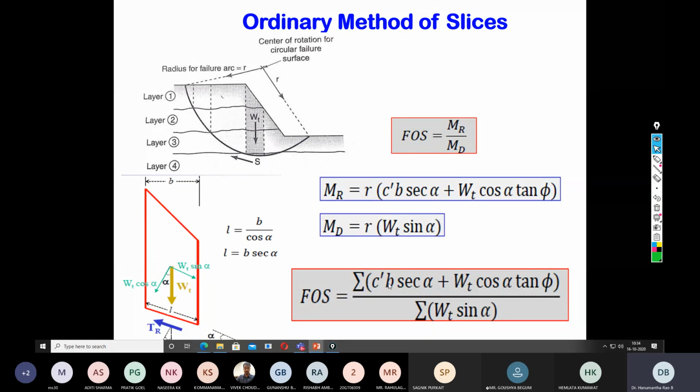So what we will get is C dash B secant alpha plus Wt cos alpha tan phi, divided by Wt sin alpha. While this Mr and Md, which we have derived, correspond to a single slice, it has to be extrapolated to the number of slices that we have assumed. Therefore we can take the summation on the numerator and the denominator. So the factor of safety is nothing but the summation of C dash B secant alpha plus Wt cos alpha into tan phi, divided by the summation of Wt sin alpha.